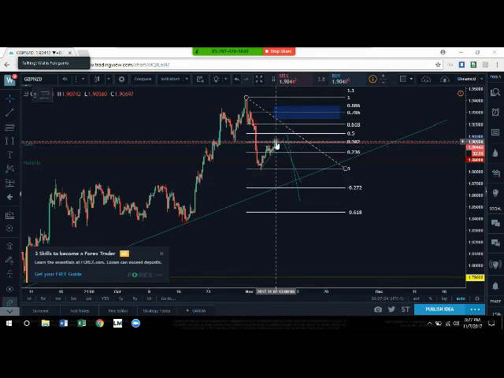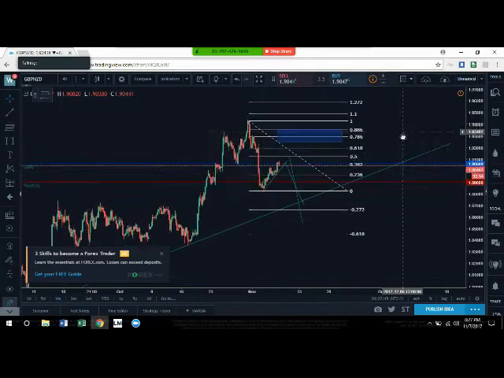So let's see. And my take profits, guys, are these two fibs right here. Really, that's the 1217 and the 1618. If I shrink my chart, here's the 1618 up here, and then the 272.